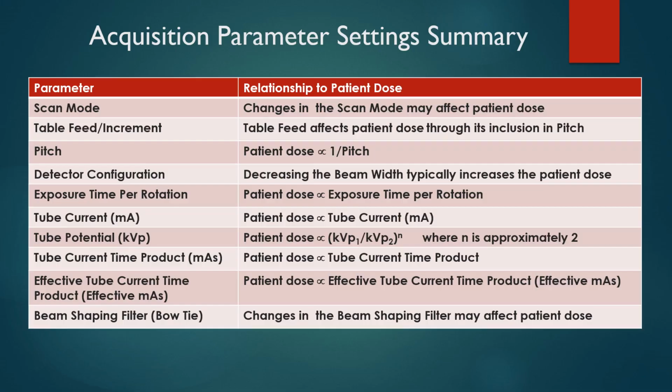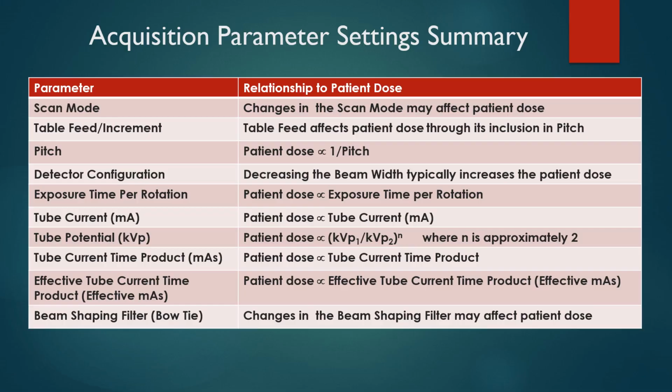This slide summarizes the acquisition parameters discussed and their effect on dose. Scan mode. Changes in the scan mode may affect patient dose. Table feed affects patient dose through its inclusion in pitch. Patient dose is proportional to 1 over pitch. Decreasing the beam width typically increases the patient dose. Patient dose is proportional to exposure time per rotation. Patient dose is proportional to tube current or mA.